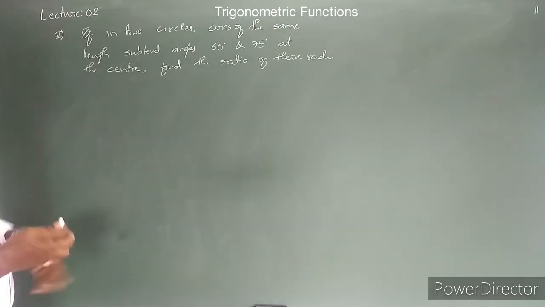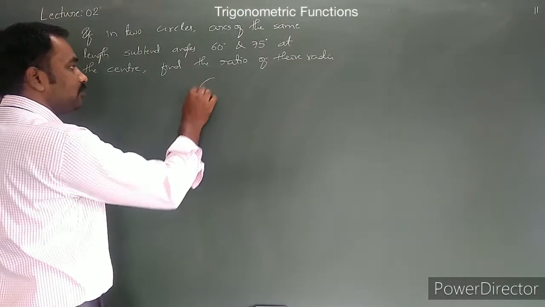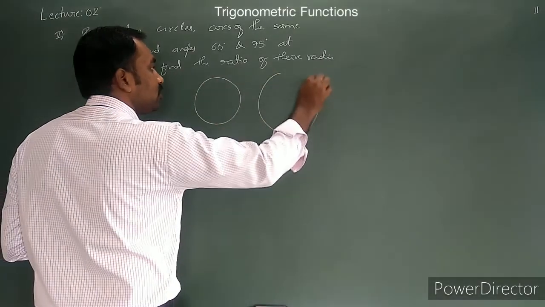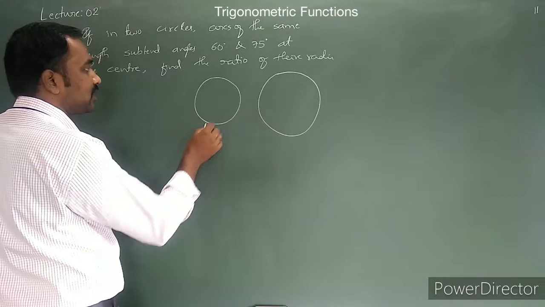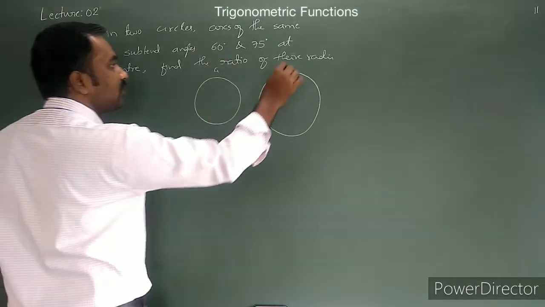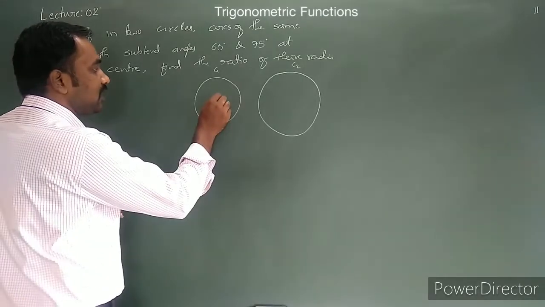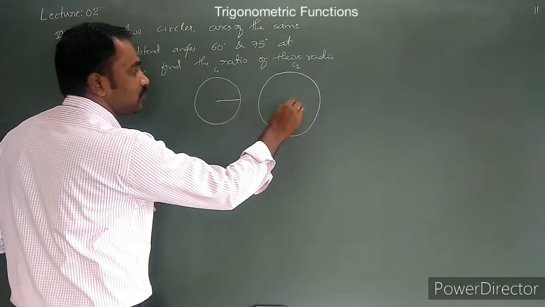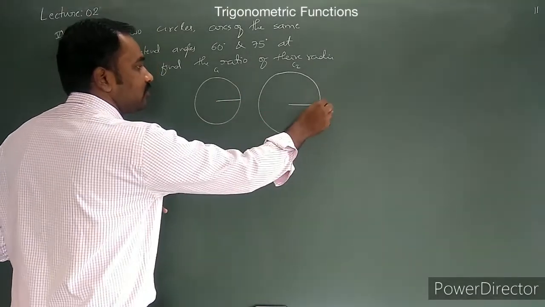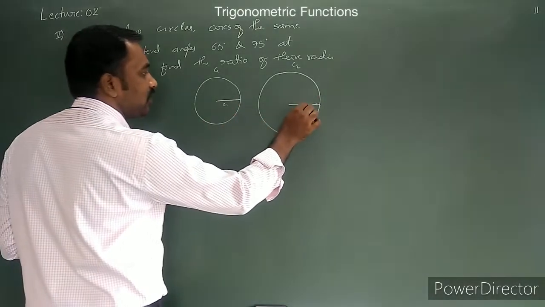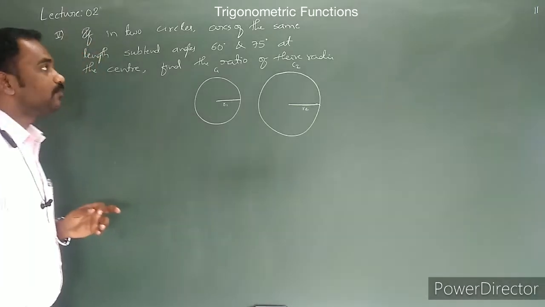There are two circles. This is one circle, and this is another circle. I name the first circle C1 and the second circle C2. There are two circles. The radius of circle one is r1, and the radius of circle two is r2.